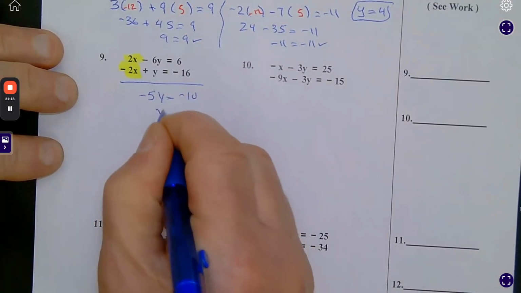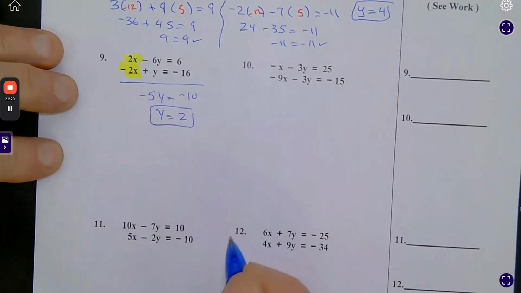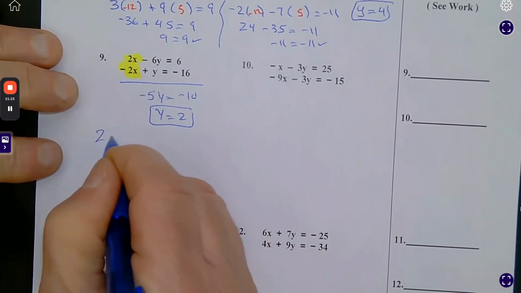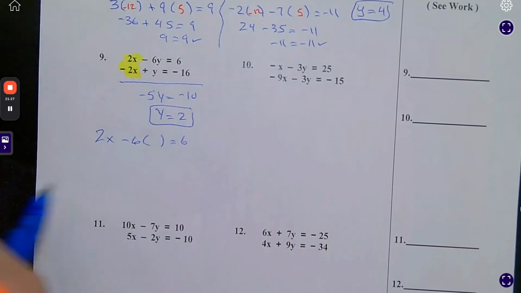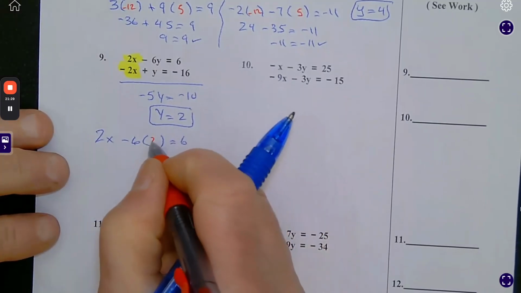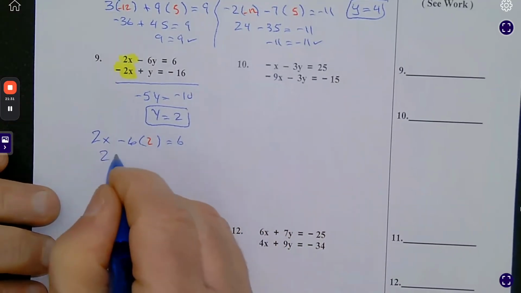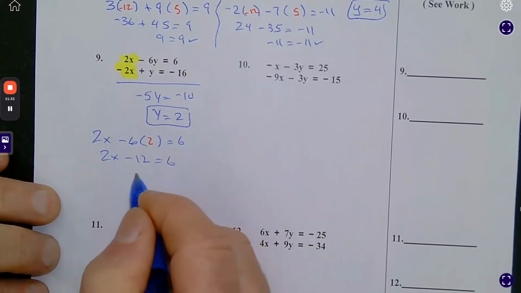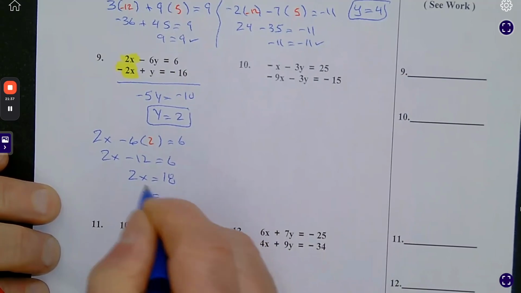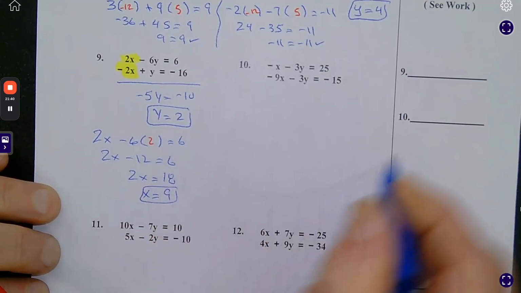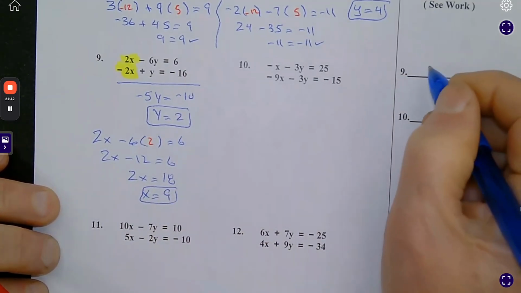Boom, divide by -5. Boom. Now I'm going to find x by substituting that 2 value in for y. Simplify. Add 12 to both sides. Divide by 9. Or divide by 2, and you get 9. So that's it. Final answer, (9, 2).